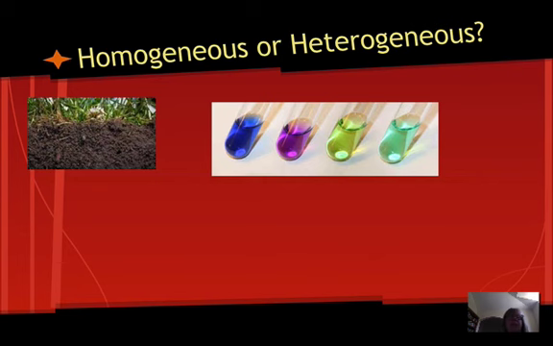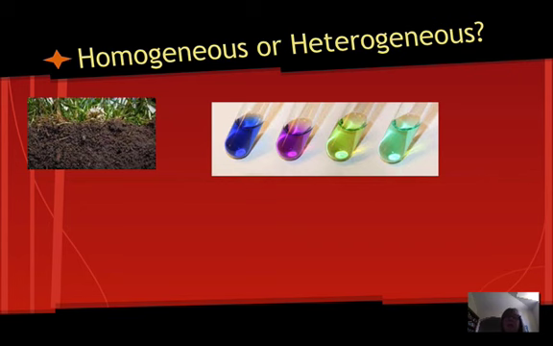Here's a picture of some dirt. Would you classify that as homogeneous or heterogeneous? If I took a handful of dirt and my lab partner took a sample, are we going to have exactly the same stuff? I might have a worm, he might have a stick or a rock in his. So dirt would be classified as a heterogeneous mixture.